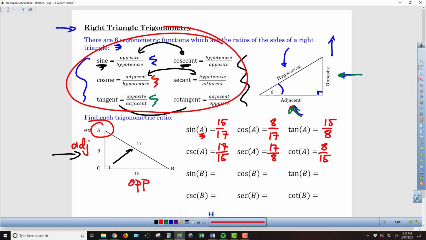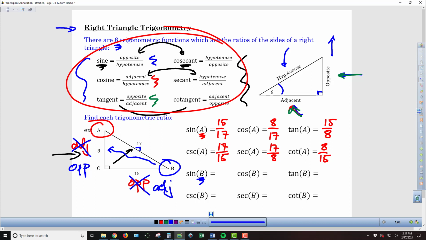For the B angle, the hypotenuse is still going to be 17. That's not going to change. What is going to change, though, is our opposite and our adjacent. Now when we look for the side that's opposite of angle B, it's no longer 15, it's 8. Here's our side opposite of angle B. And then the side adjacent to it is the one right next to it. That's the 15 right here.